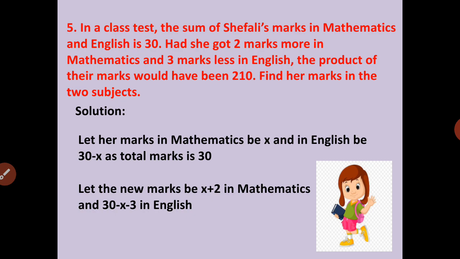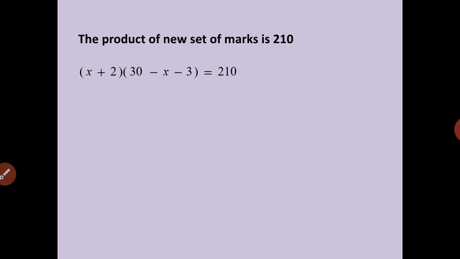So you have 2 scores and the product of these 2 scores is 210. So the equation is (x plus 2)(30 minus x minus 3) equal to 210. The second bracket can be simplified further, and you can do the multiplication of the binomials and you get this quadratic equation: x square minus 25x plus 156 equal to 0.